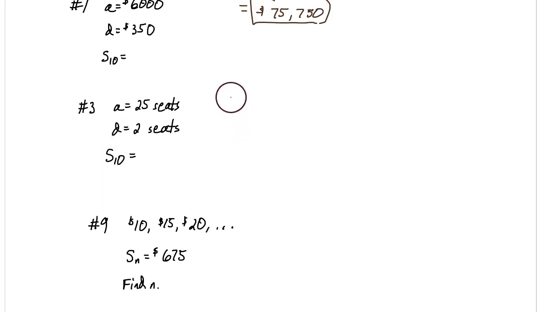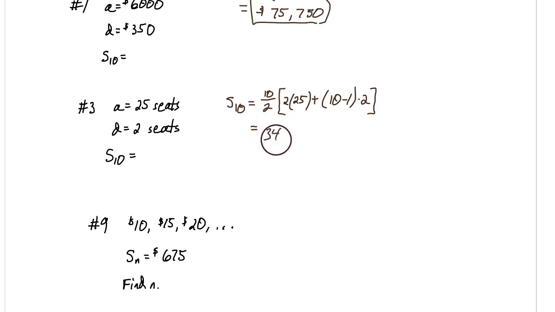Let's use our formula again. S sub n equals 10 divided by 2, and then 2 times the value of A, plus, then 10 minus 1 times the value of D. And then evaluate that expression on a calculator. The result is 340 seats.